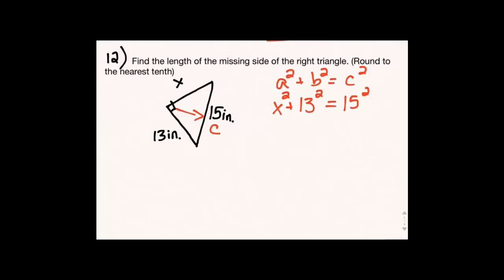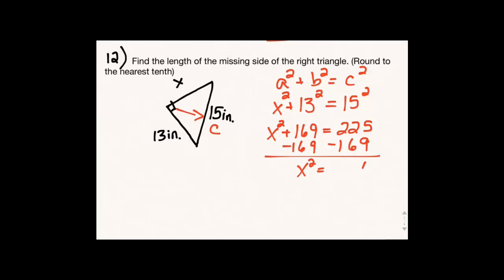So when we square everything out, we get x squared plus 169 equals 225. Now to get x by itself, we have to subtract 169 from both sides, which gives us x squared equals 56. And then again, we have to take the square root of both sides, so x is equal to the square root of 56. And when we do the square root of 56, we get 7.48.